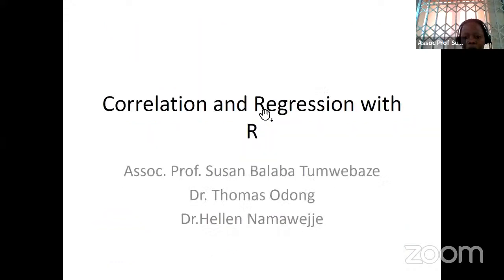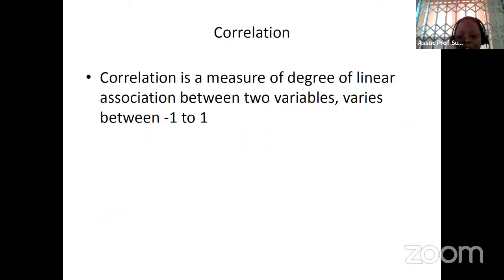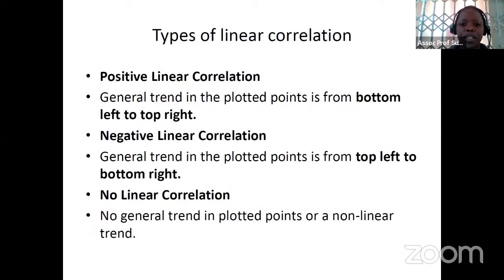Okay, so let's look at correlation. Correlation is a measure of the degree of linear association between two variables. It varies between -1 and +1. It is a descriptive statistic for regression. We have positive linear correlation. We also have negative linear correlation and no correlation.